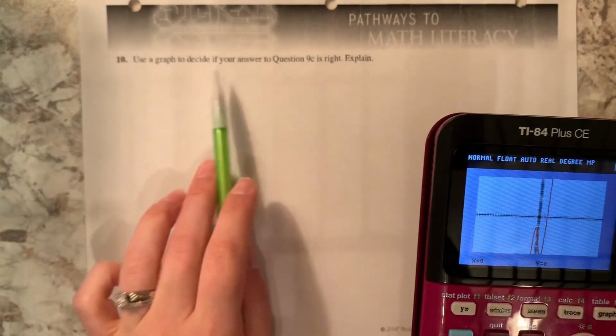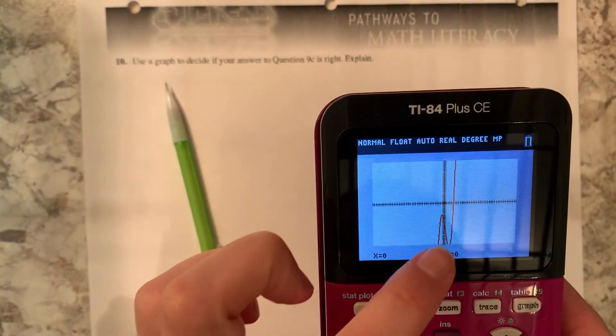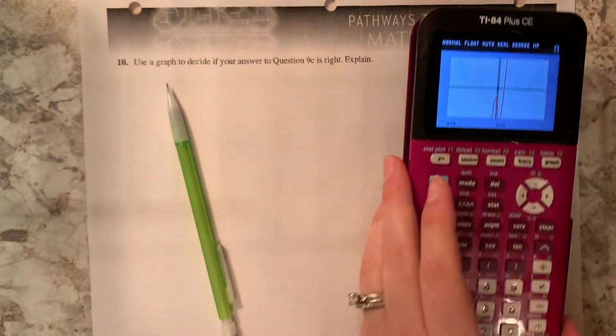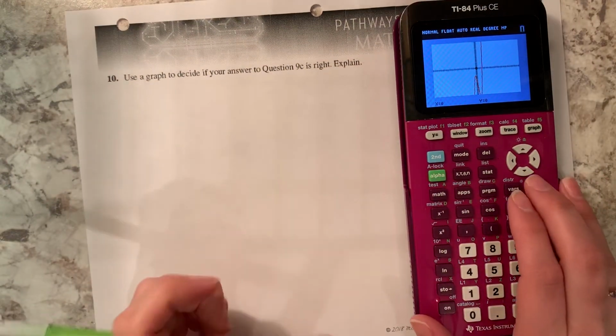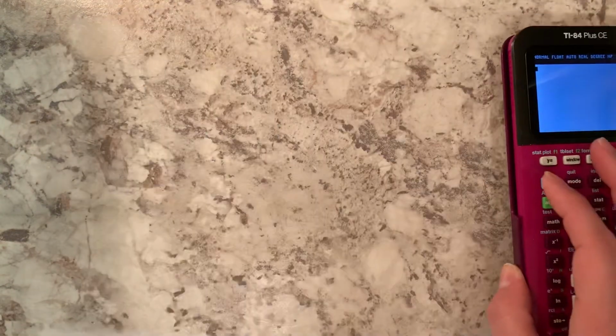So number 10, I'm not gonna write anything down. That's just done on the calculator. Use the graph to decide if we are right. Both curves are on top of each other, so it is correct. All right, and that is 4-8.